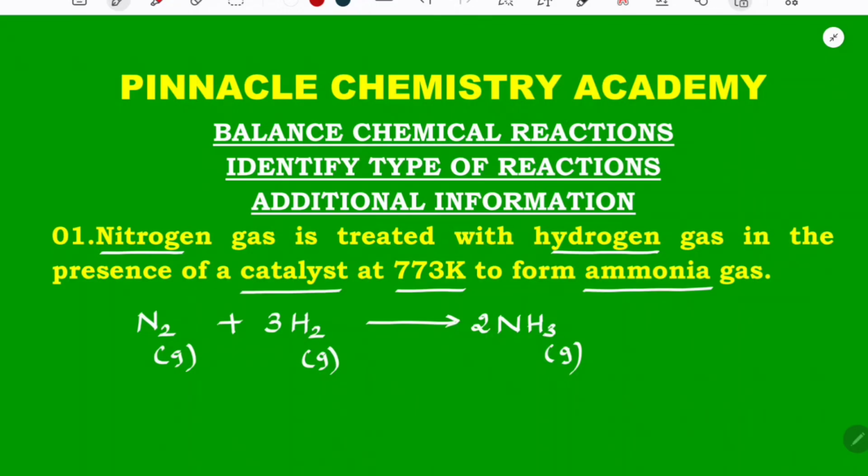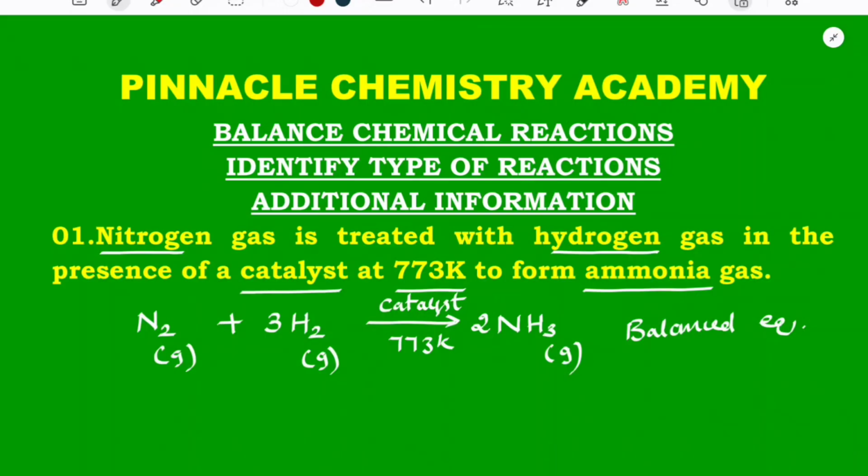They have given in presence of catalyst, as we already discussed in class. When you write the catalyst or temperature, write it above or below the arrow mark. So I am writing catalyst, and below, 773 Kelvin. So this is the balanced equation.